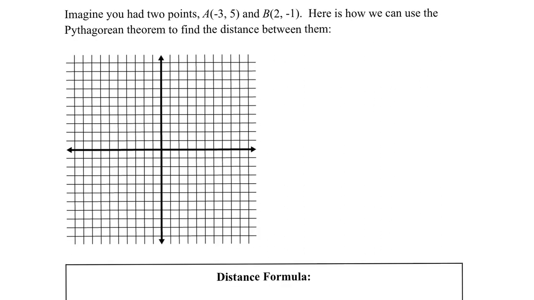So for example, let's say we have A at negative 3, 5. 1, 2, 3, 1, 2, 3, 4, 5. So here's A, and B is at 2, negative 1. So here's B. There's a segment between these 2 points that we could draw in, and if it asks us to find the distance, what it's really asking us to do is find the length of that segment.